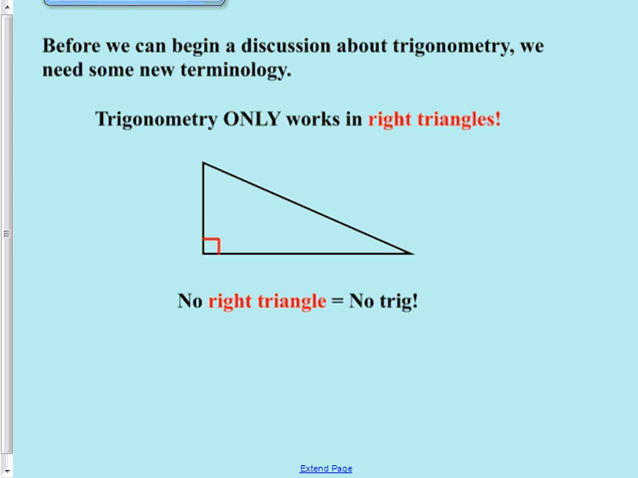If you try to use trigonometry in what we call an oblique triangle, meaning it is not a right triangle, an acute triangle or an obtuse triangle, those are oblique. If you try to use it in an oblique triangle, then that is going to cause you to get some incorrect answers. Okay, so the basic rule, no right triangle, no trig.